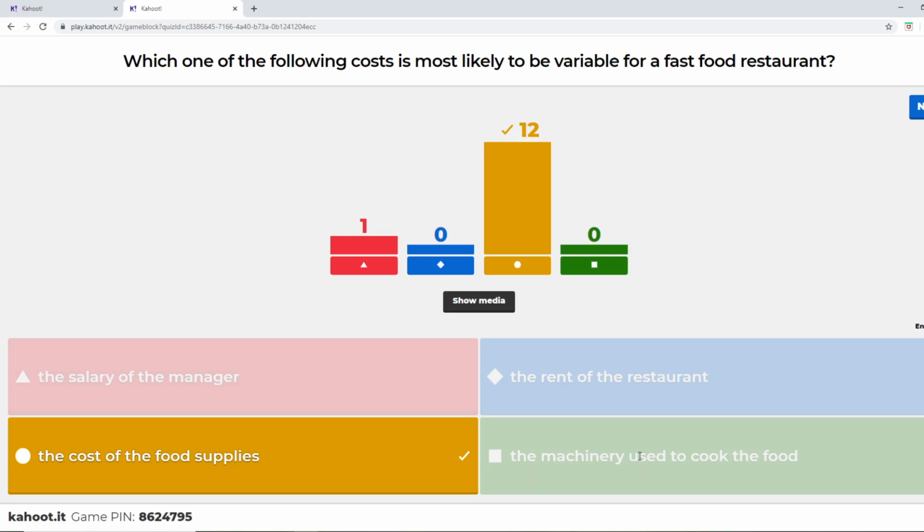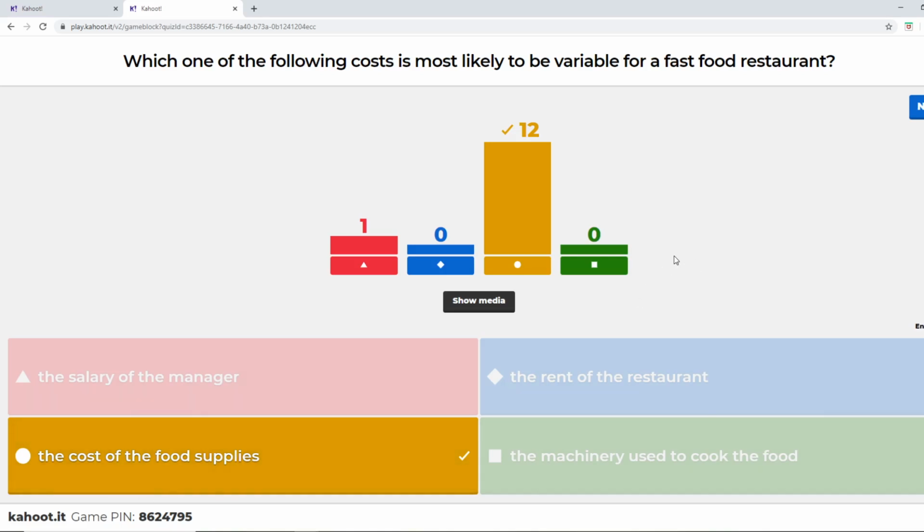And for machinery, well, you just have to make yourself some assumption, Sarah. It doesn't really matter how much output you have; you are using that machinery for the food. But that one here is kind of ambiguous. Sometimes if you go to a higher level, they would say the direct machine costs are actually variable costs. But here, don't make it too complicated. The most correct answer will be the cost of the food supplies, right?